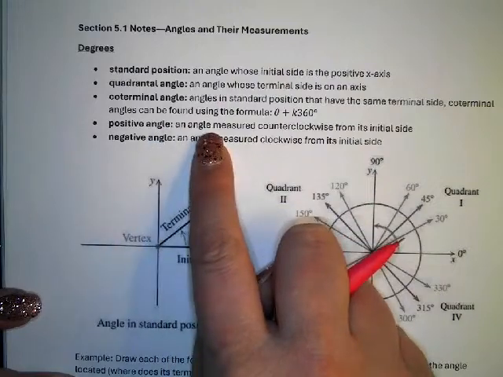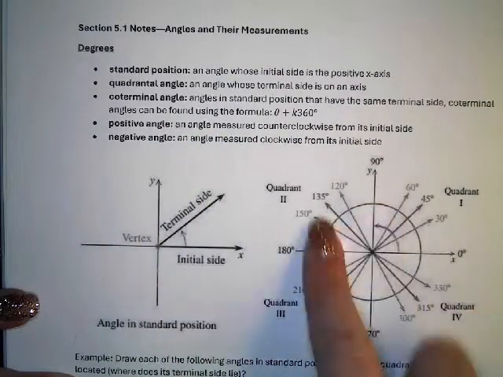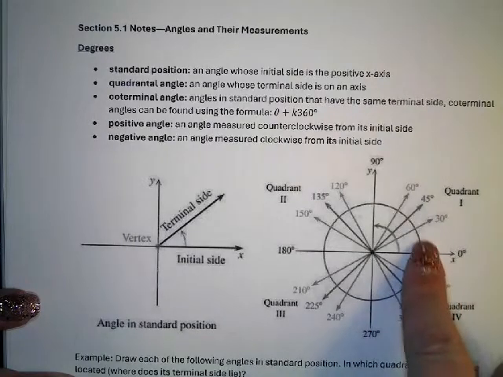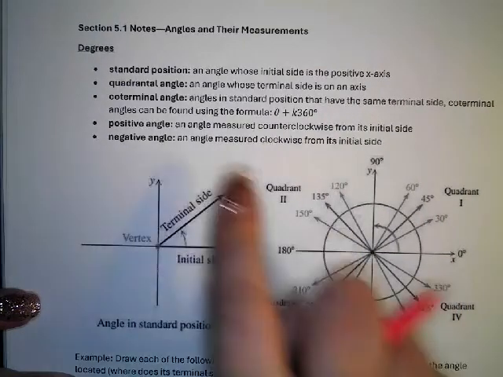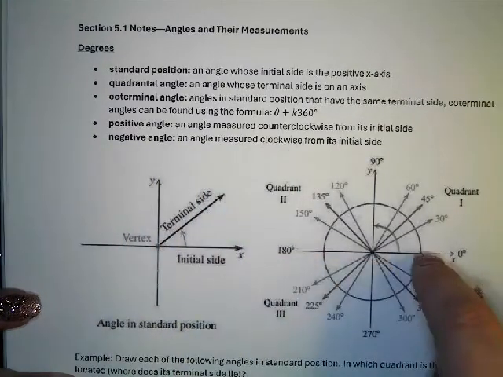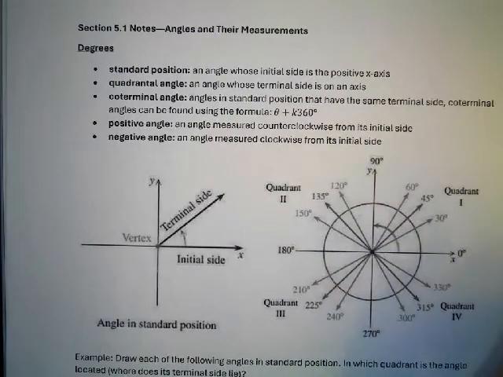Positive angles are angles that are measured in the counterclockwise direction, so starting at 0 at the positive x-axis and then going counterclockwise. And then negative angles are angles that are measured clockwise from the initial side, so starting at 0 they would measure going down, going clockwise.